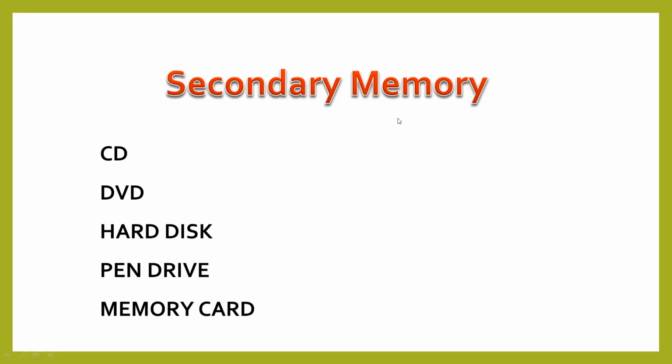But if we are doing some work and the power goes off, the data is stored in primary memory like RAM. It does not have the capability to store data permanently, and when power is off, we will lose our data. That's why RAM is known as volatile memory. But if we save our data in secondary memory, we can store data permanently. These are the components of the computer.